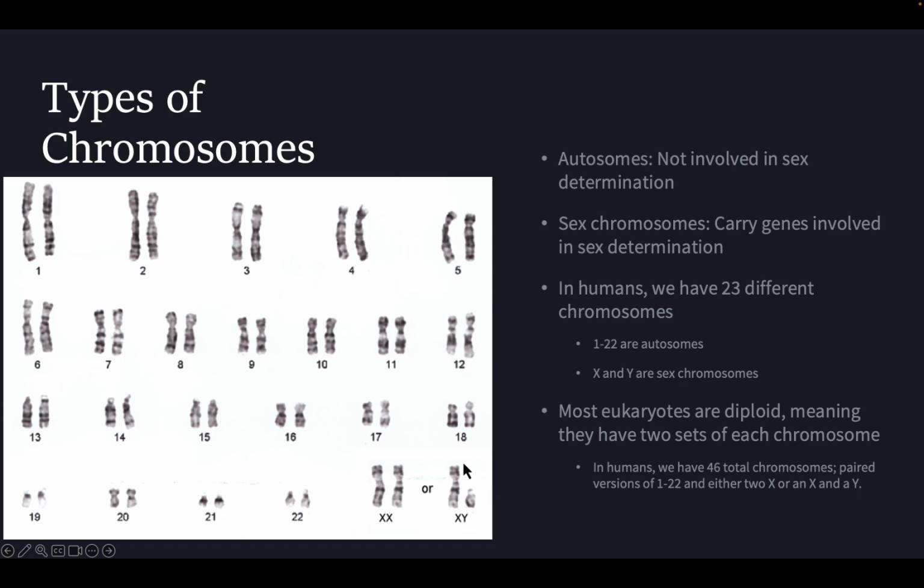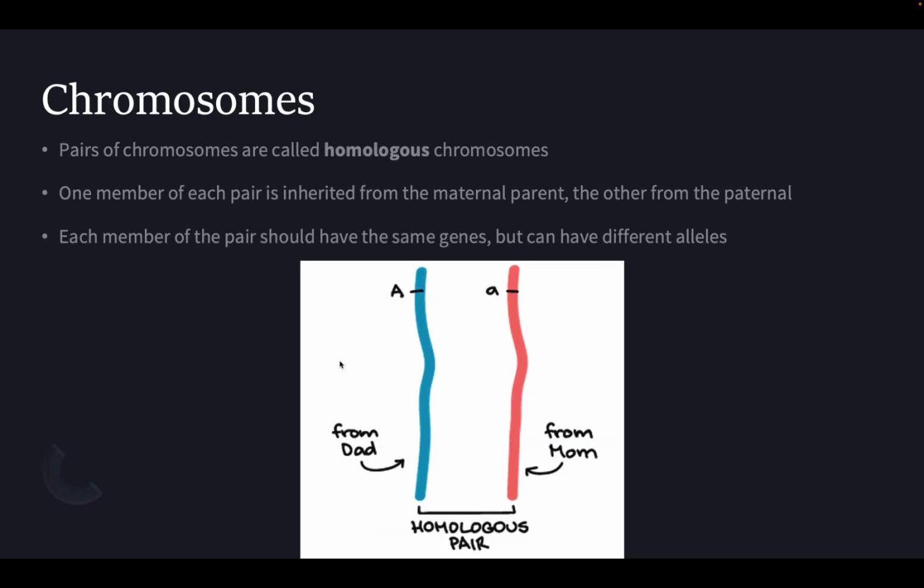Now again, the difference would be if we're comparing X and Y, there are a lot more genes on the X chromosome than we find on the Y chromosome. So that's really, at least in humans and other mammals, the only exception to that rule. But otherwise, this copy of chromosome 10 has the same genes as this copy of chromosome 10. They just might have different alleles.